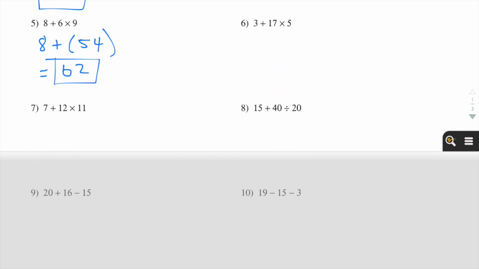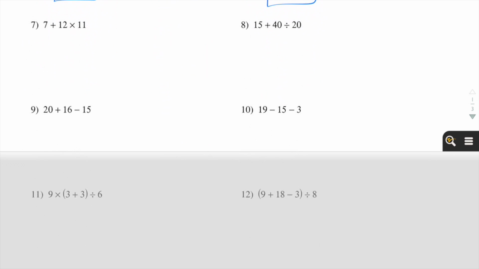Okay, number 6. Parentheses no, exponents no, multiplication or division yes. So we do the 17 times 5 first. When we do 17 times 5, we end up getting 85. So let's go ahead and write that 3 plus 85. When we add those, we end up getting 88 as our final answer. Number 7. 7 plus 12 times 11. Go through the order of operations, parentheses no, exponents no, multiplication or division yes. So the first thing we want to do is the 12 times 11. We end up getting 132. So let's go ahead and write 7 plus 132. When we add that, we end up getting 139.